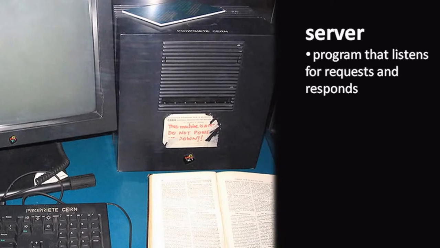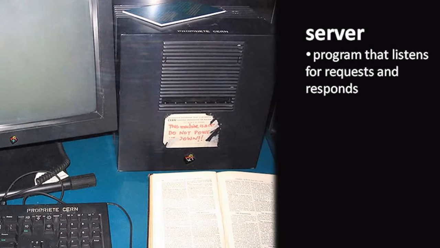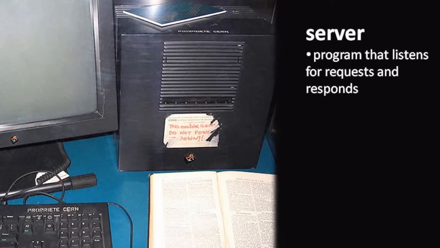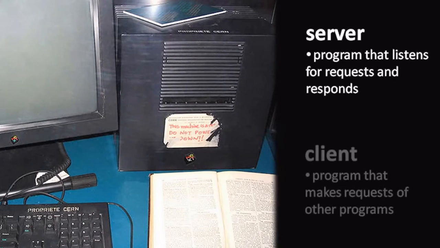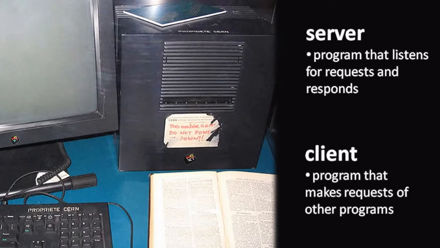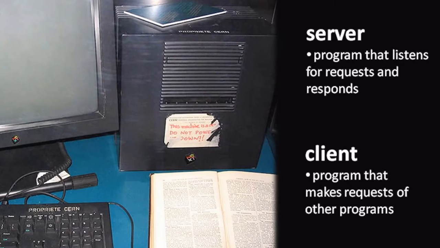When we talk about programs that make use of the network, we divide them into two broad categories. A server is a program which primarily listens on the network for requests coming from other programs, and the server then responds to those requests. A client, in contrast, is a program which makes requests. So, a client sends a request to a server, the server is listening for that request, and when it gets a request, it returns a response to the client.